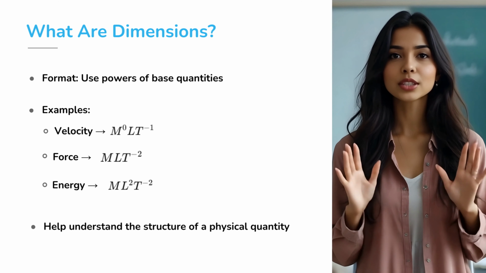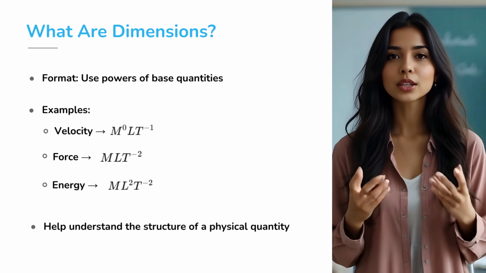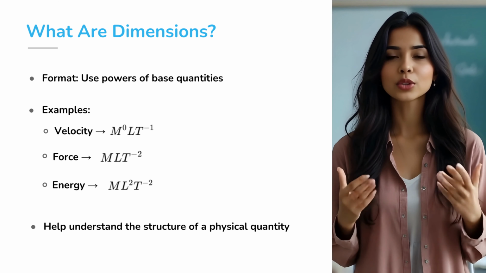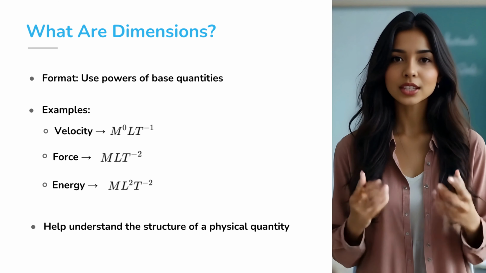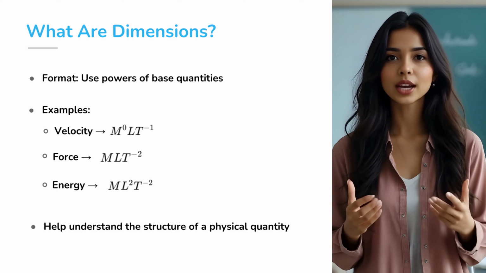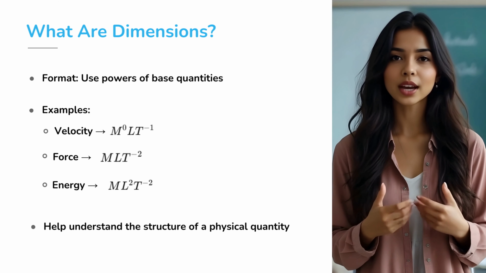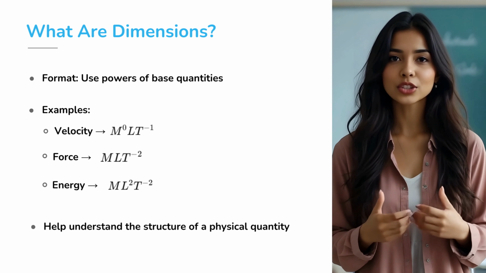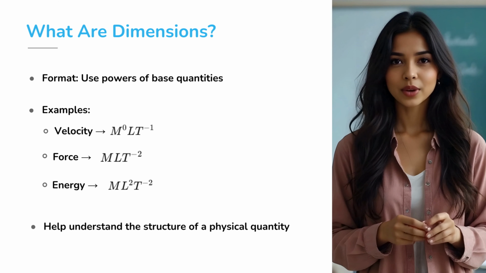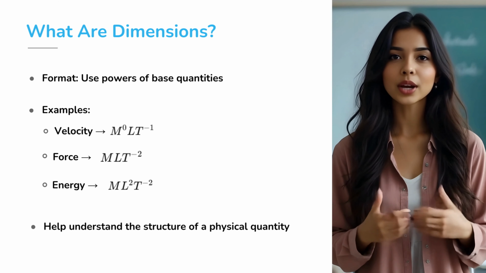To write dimensions, we use dimensional notation using powers of base symbols. Examples: velocity, M to the power 0, L, T to the power minus 1. Force, M L T to the power minus 2. Energy, M L² T to the power minus 2.